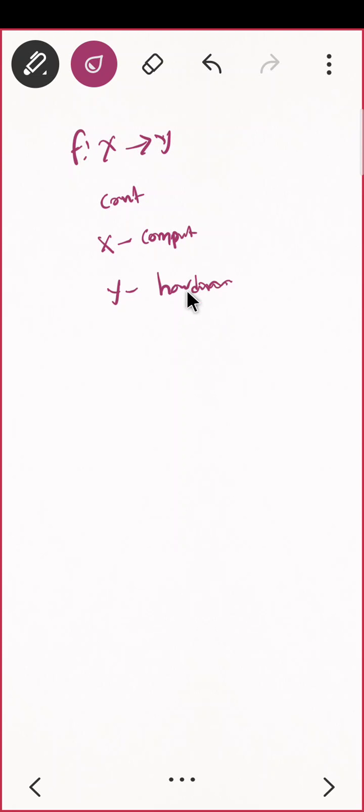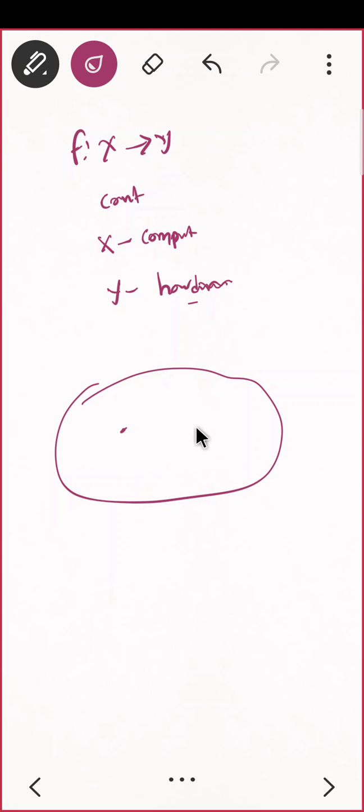Hausdorff means what? If you take any two distinct points, I can find a disjoint neighborhood around them. This is the meaning. Suppose in R2 you have two points. Can I find two disjoint neighborhoods? Yes, you can find a neighborhood for each. This is called the Hausdorff property.